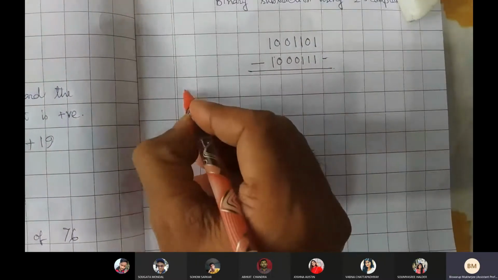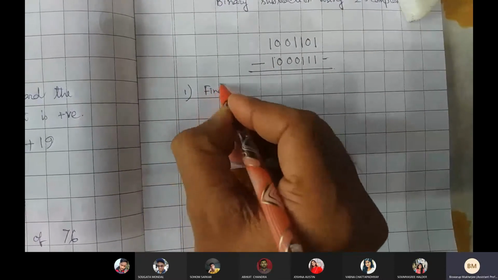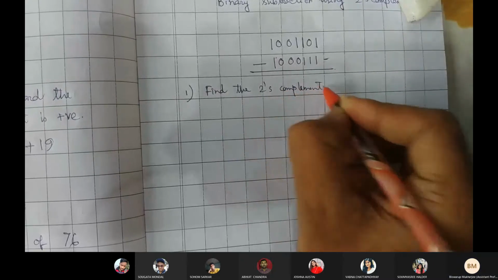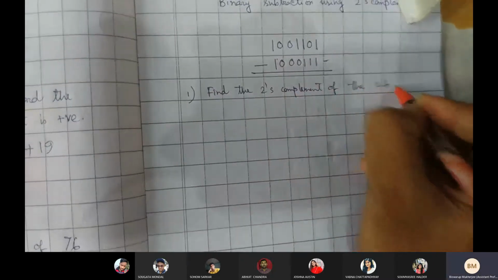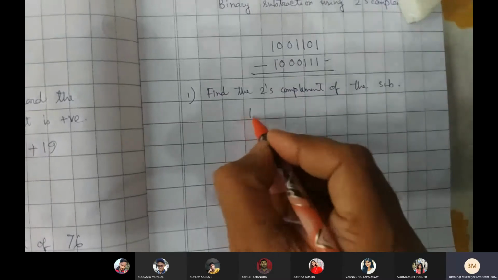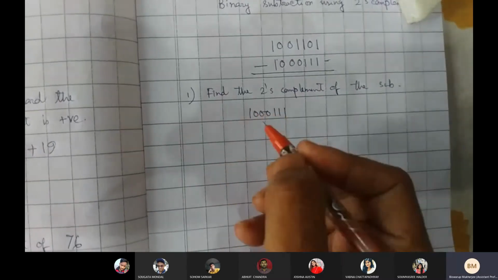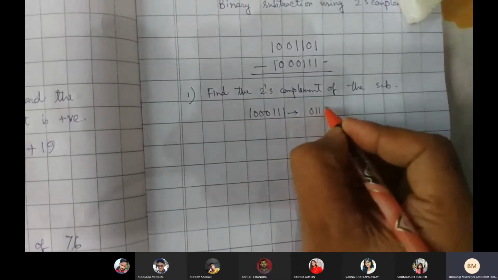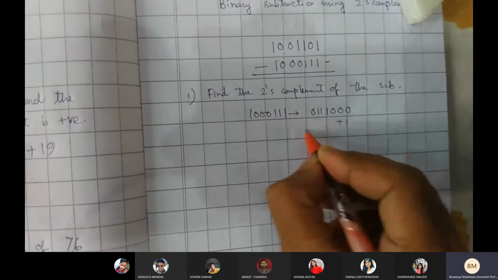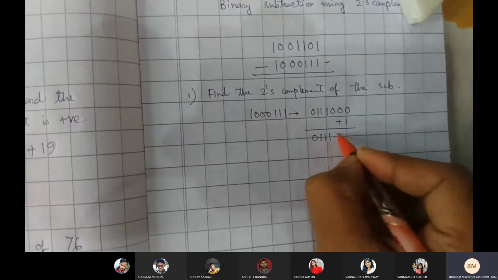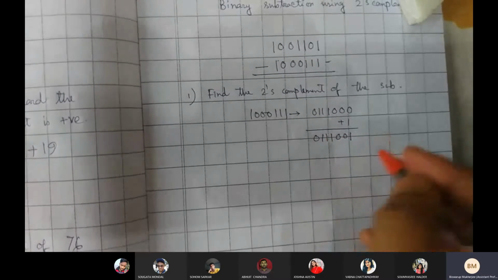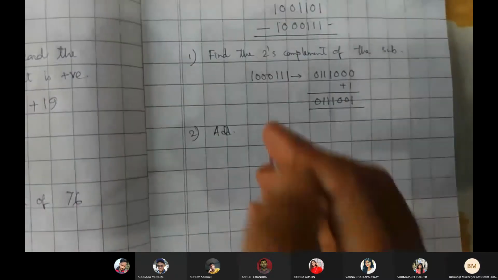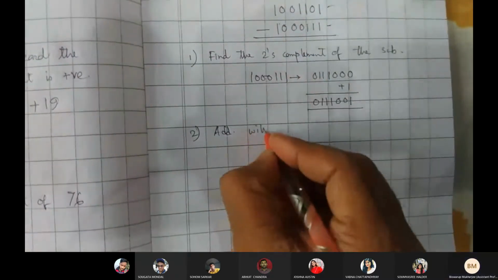Find the twos complement of the subtrahend, that is 1000111. We need to find its ones complement. So its ones complement is 0111000, plus 1, so that is 0111001. So that is the twos complement. This twos complement should be added with the minuend.